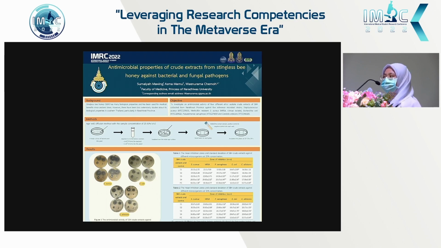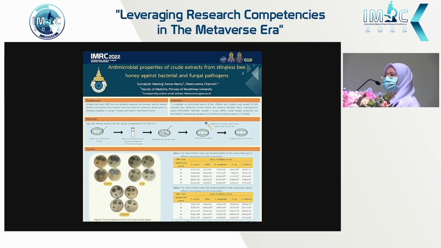That being said, there have been fewer extensive studies about antimicrobial properties in southern Thailand, especially in Narathiwat province. So the aim of our study was to investigate antimicrobial properties of 4 different ethyl acetate crude extracts from stingless bee honey collected from Narathiwat province against 5 reference strains of microbes. They were Staphylococcus aureus, methicillin-resistant Staphylococcus aureus, Escherichia coli, Pseudomonas aeruginosa, and Candida albicans.